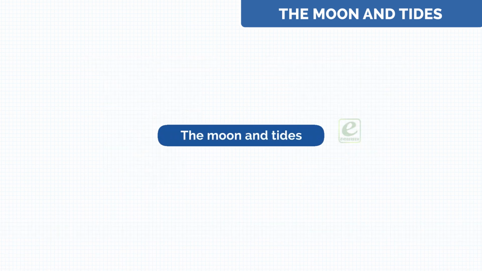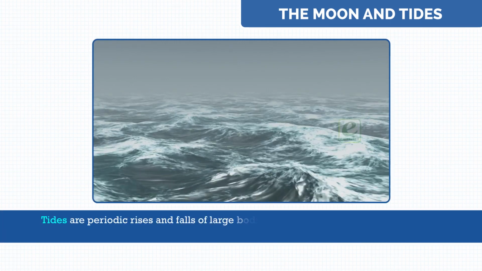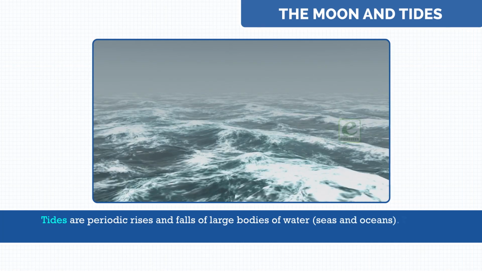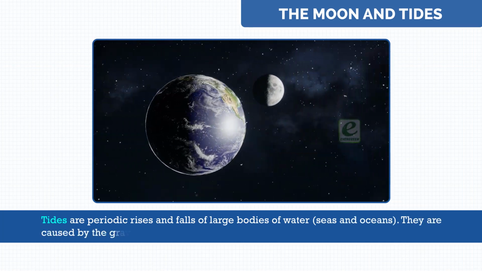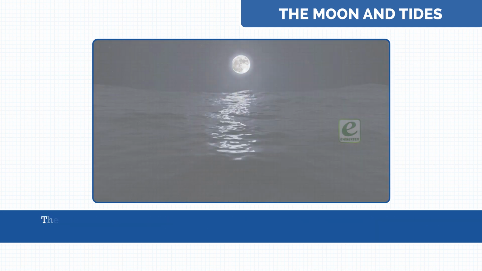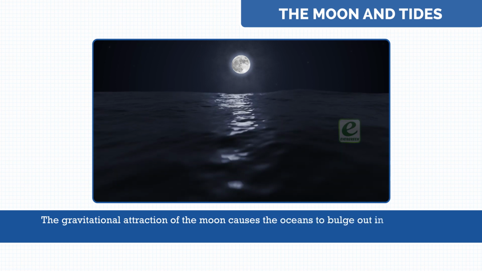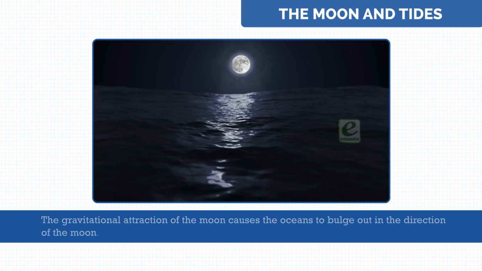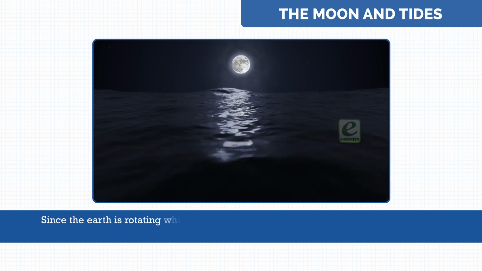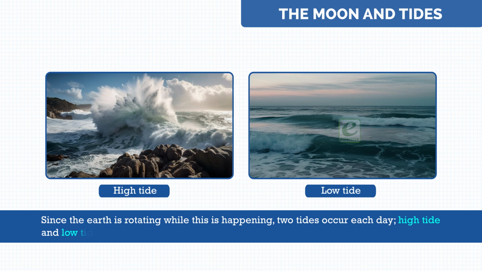The moon and tides. Tides are periodic rises and falls of large bodies of water, seas and oceans. They are caused by the gravitational interaction between the Earth, Sun and the moon. The gravitational attraction of the moon causes the oceans to bulge out in the direction of the moon. Since the Earth is rotating while this is happening, 2 tides occur each day, high tide and low tide. The location of the tides changes as the Earth rotates.